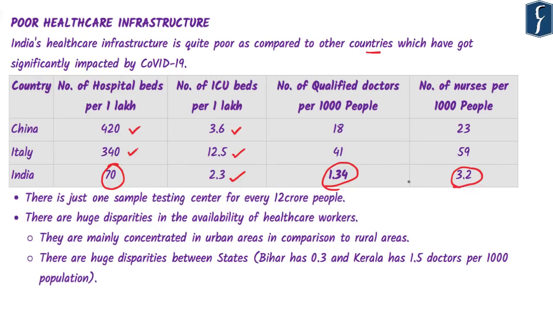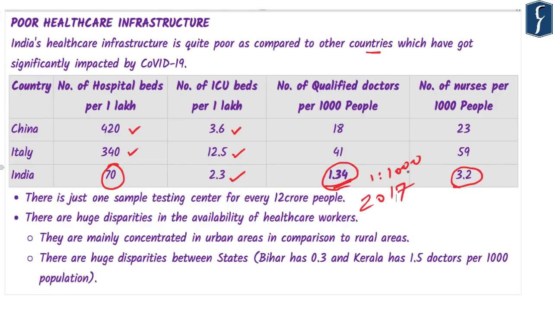But you have to remember here that 1.34 is still higher than the recommendation of WHO, which is 1 per thousand population. India achieved the number 1.34 in 2017. There is just one sample testing center for every 12 crore people. And there is huge disparity in the availability of healthcare workers.